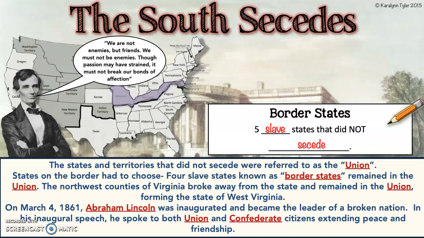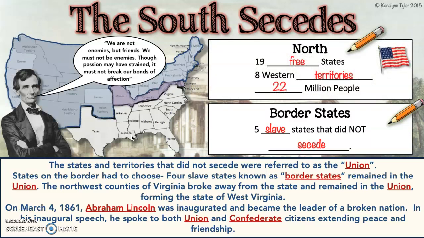On March 4th, 1861, Abraham Lincoln was inaugurated and became the leader of a broken nation. In his inauguration speech, he spoke to both Union and Confederate citizens, extending peace and friendship. "We are not enemies, but friends. We must not be enemies. Though passion may have strained it, it must not break our bonds of affection."